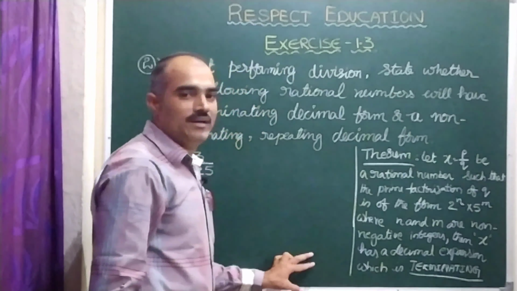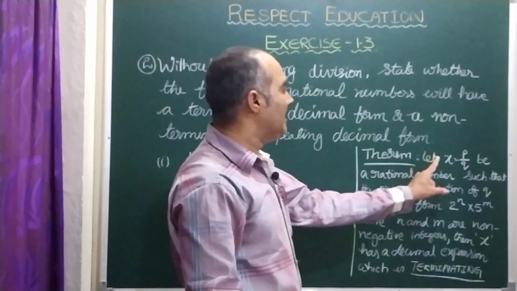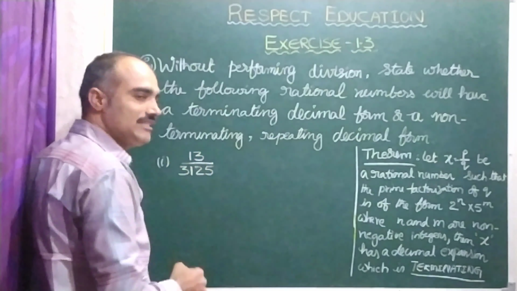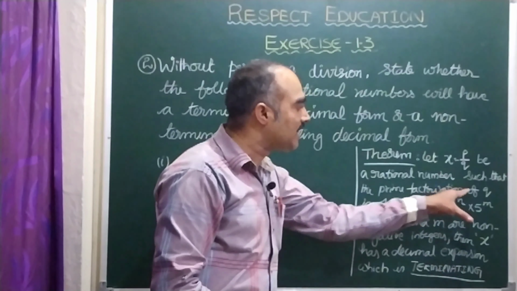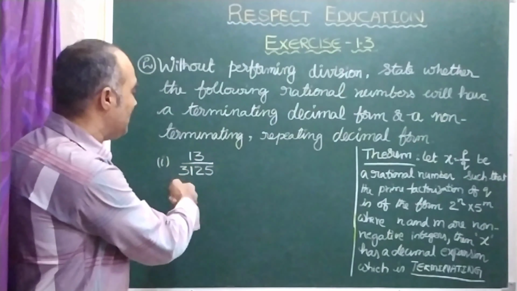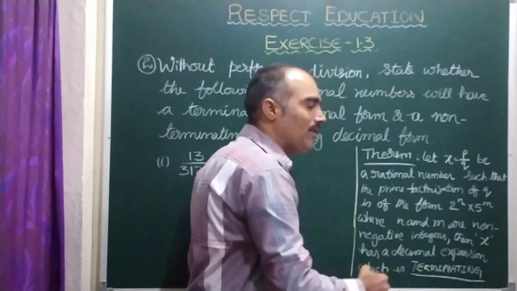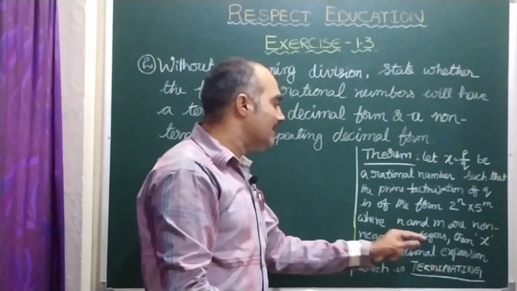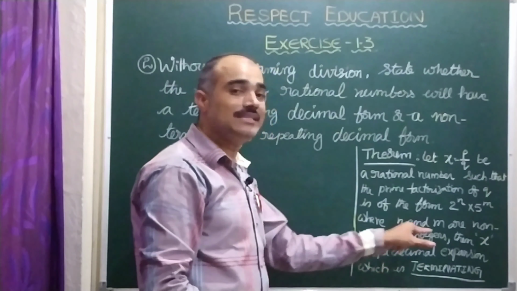So here let us apply this theorem for solving this problem. First of all, I will make you understand clearly what the theorem is. Simple. x is equal to p by q. See here, this is in the form of p by q where p is 13 and q is 3125. Then such that the prime factorization of q, that means we need to find the prime factorization of 3125. If it is of the form 2 power n into 5 power m, where n and m are non-negative integers, then x, this rational number, has a decimal expansion which is terminating.